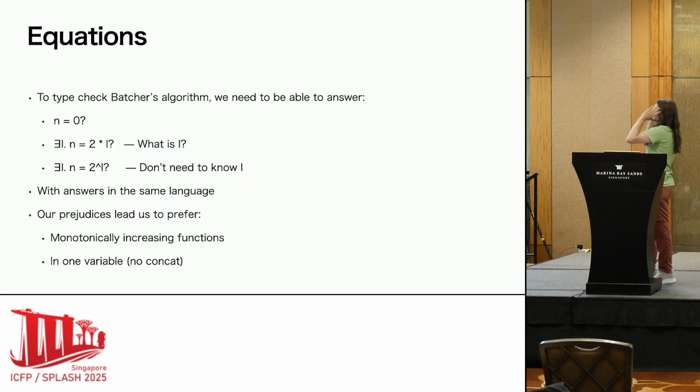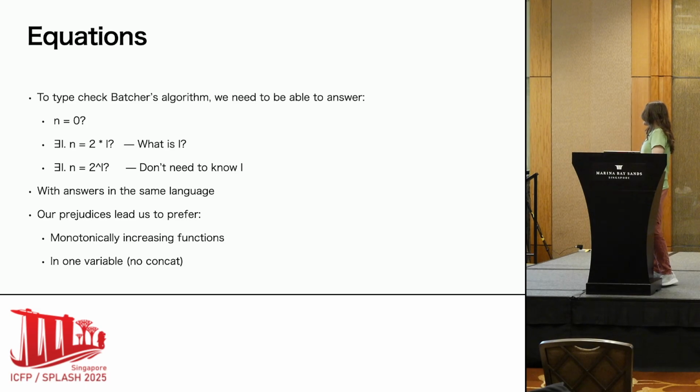So this gives us a bunch of equations we want to solve if we want to be able to type check problems like these. We need to know if things are even or odd, and check if our inputs are 2 to the n of something. And in picking a way to represent these equations, there's lots of arithmetic out there. So we've applied a bunch of prejudices to reduce the search space and decided that things are easiest if we keep it to monotonically increasing functions in one variable.